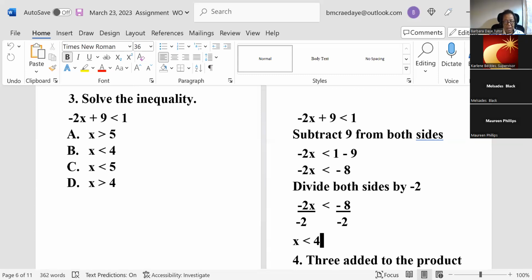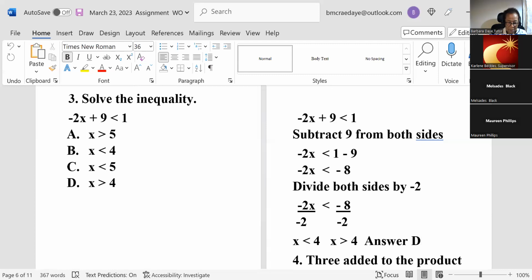But if I divide by -2, what do I do with my inequality? You switch it around. That's right, you reverse it. So this becomes what, Maureen? Greater than 4. And what answer is that, Maureen? D. That's it. D.